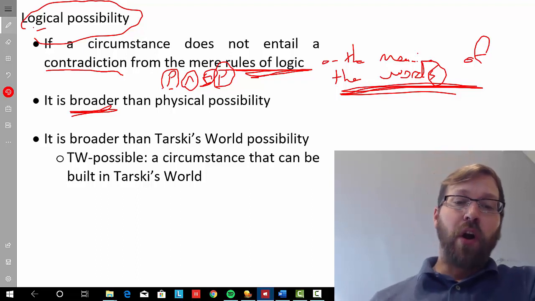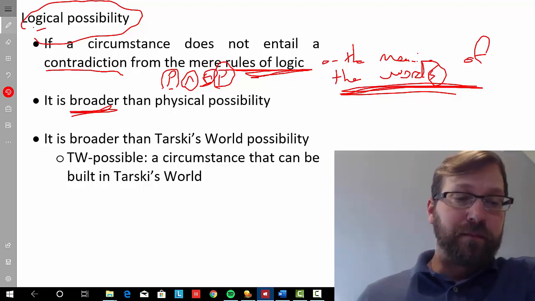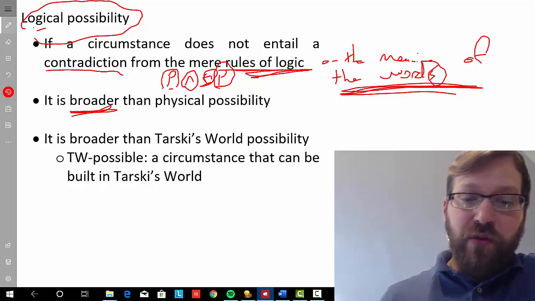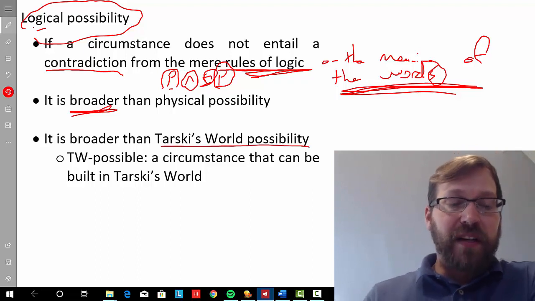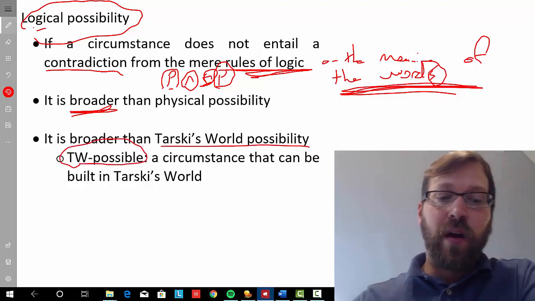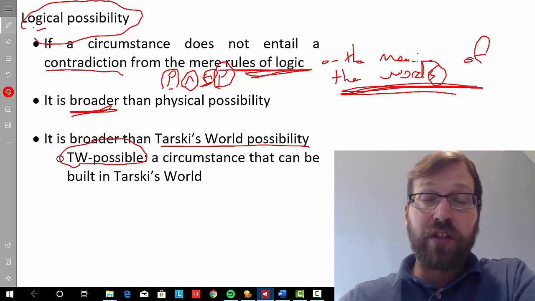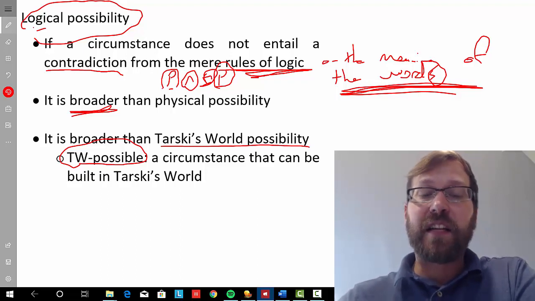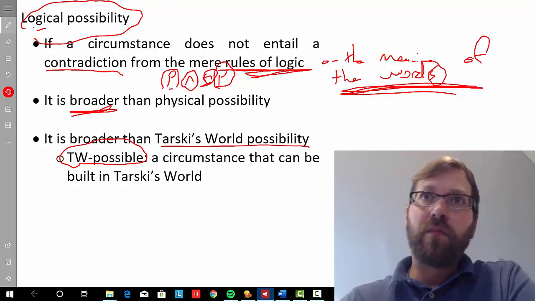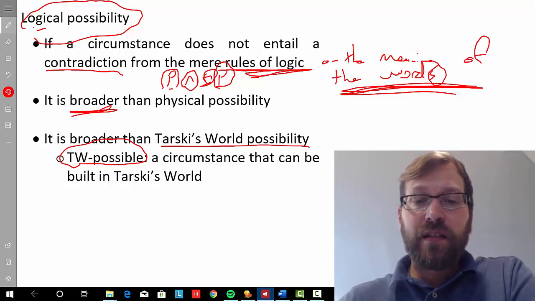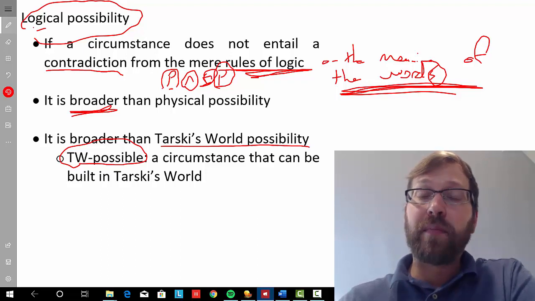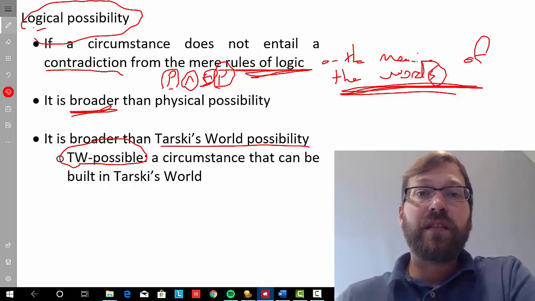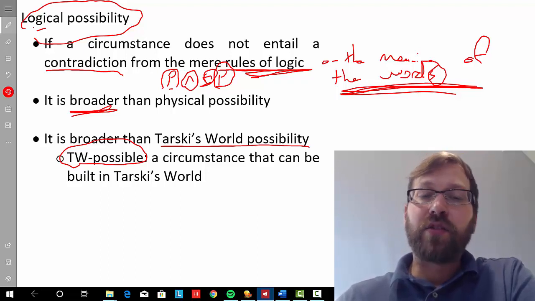All right, and then Tarski's world. So logical possibility is also broader than Tarski's world possibility, and that's because something is Tarski world possible if and only if it is a circumstance that can be built in Tarski's world. So, for instance, here's something that's Tarski world possible: that something is a cube, right? A, B, C, whatever that object is. That is a possibility in Tarski's world.